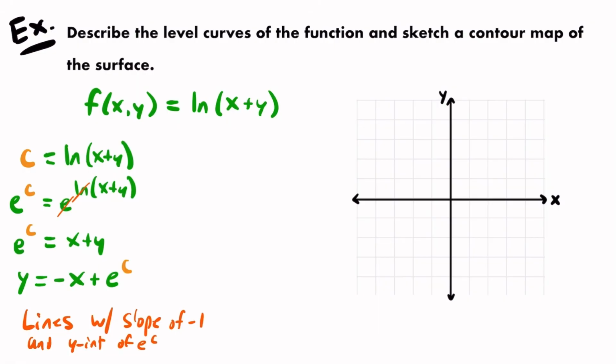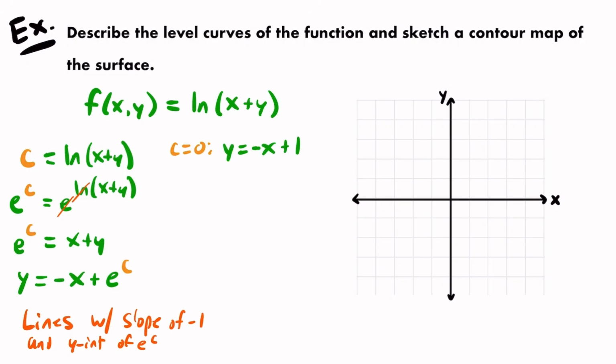But now let's actually find some level curves and then sketch them in our xy plane. I always like to start with c equals 0 if I can, and we can in this case. If you plug 0 in for c, you will get the line y equals negative x plus e to the power of 0, right? You plug 0 in for c, and anything to the power of 0 is 1. So we get negative x plus 1. All right, so that's one of our lines.